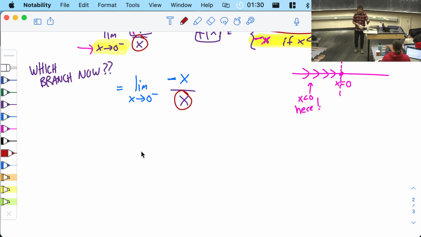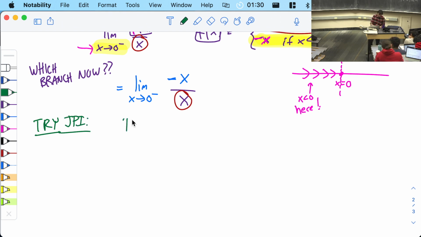And with a limit like this, the first thing you should do, just like the problem we started with today, is try to just plug in. When you try to just plug in on this one, you'll notice that the top is the limit as x goes to 0 minus of minus x. We're plugging in x equals 0. You get minus 0, which is also 0. So the top on its own is 0.